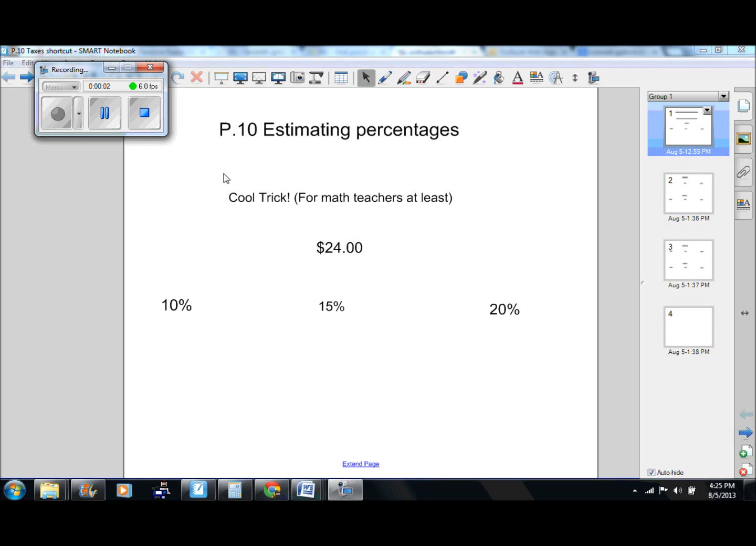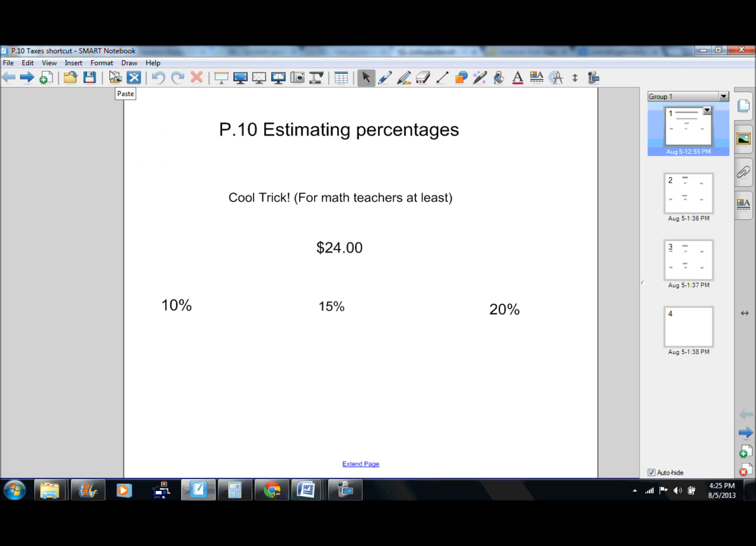Final lesson in Unit 3 is on estimating percentages. So this is a calculator-free lesson, and it is designed to be that way on purpose. Now, this is something that I made up myself. So if you have questions, you don't need to go to a book and online. You can just bring them right to me. And it's a cool trick for math teachers, at least. I think it's cool for you guys as well.